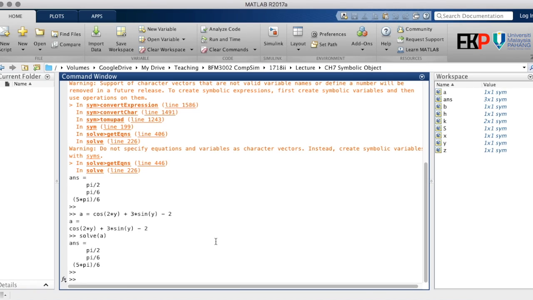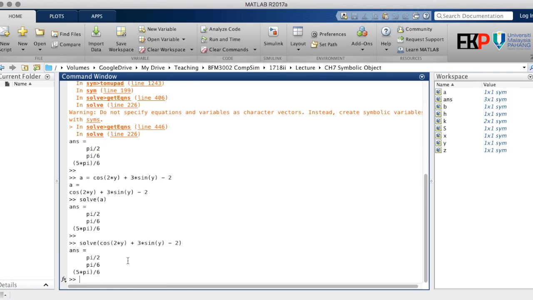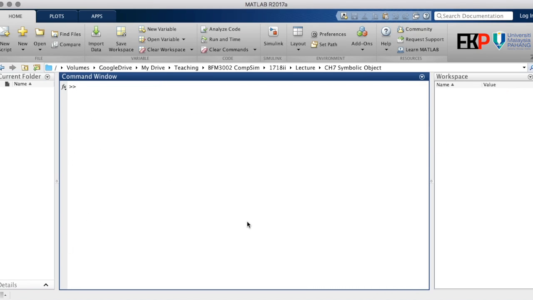Or we can simply type in directly. For example, we type in like this, and instead of equal to 2, I put in minus 2, like that, and when I press enter, we'll still get the same answer like what we have up here. So let's take a look at a few more examples.